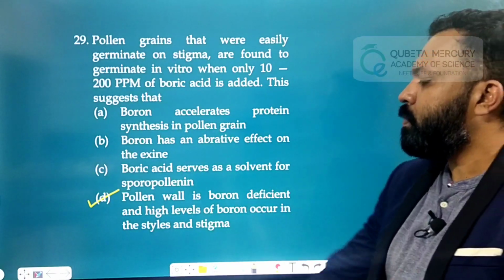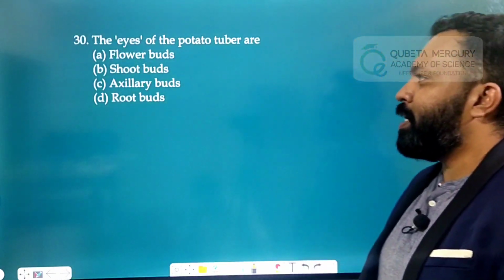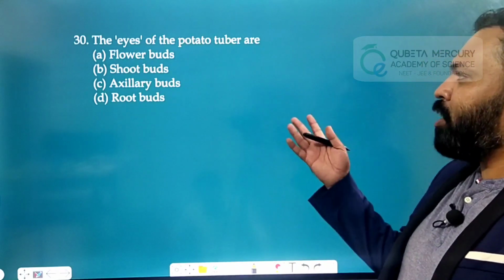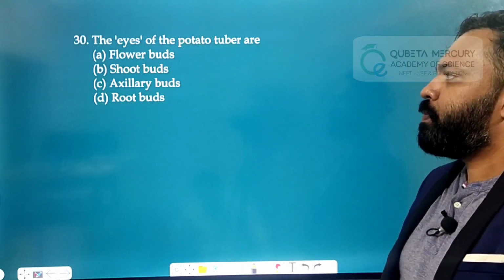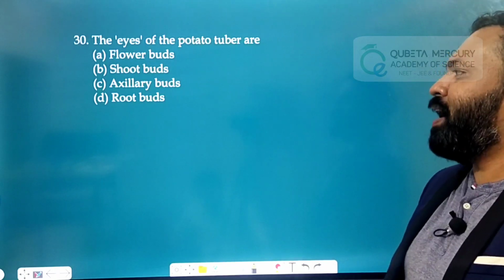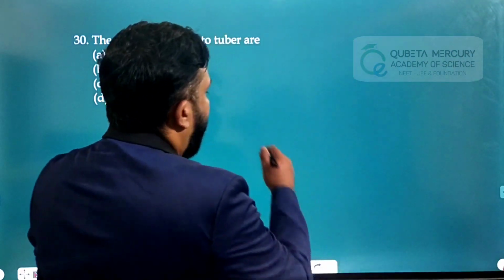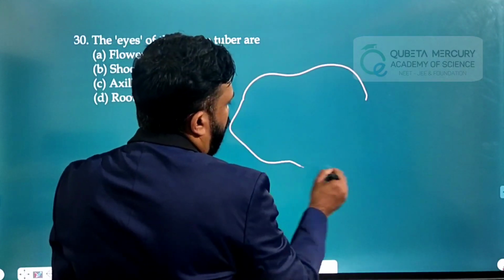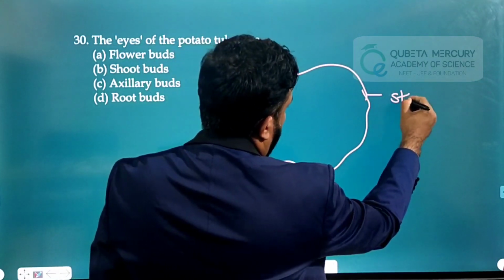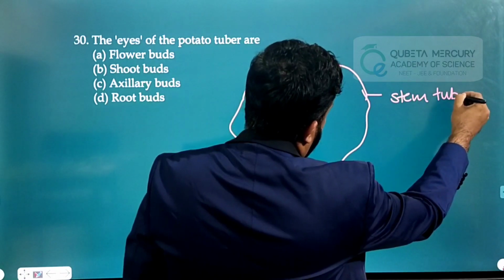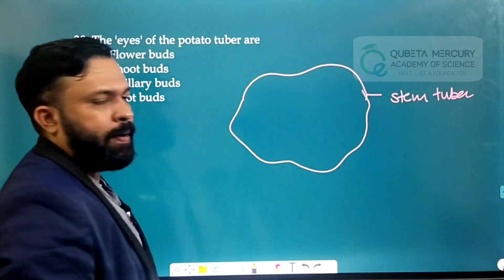Okay. All fine. Here comes question number 30. The eyes of the potato tuber are flower buds, shoot buds, axillary buds, and root buds. You know, the edible part of the potato, the so-called potato tuber, is the stem tuber, right? Is the stem tuber, the main stem, all right.